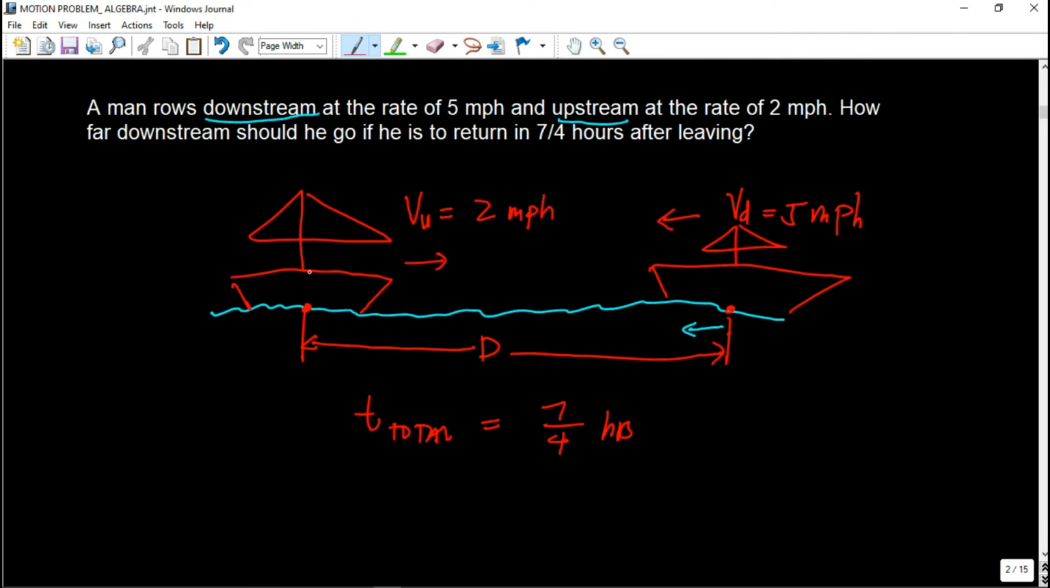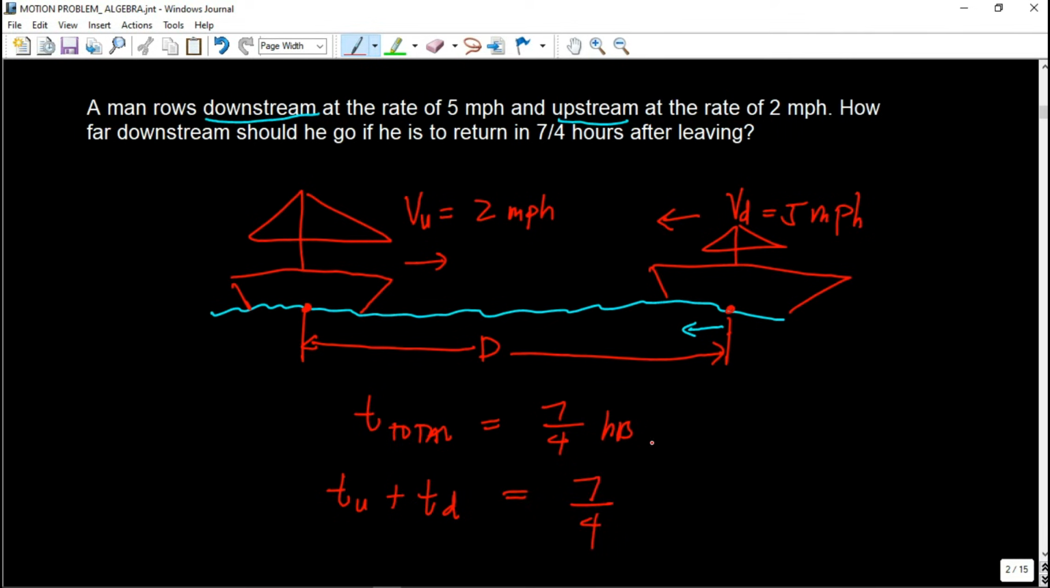So the total time is composed of two times. The time it requires for the boat to reach the final position, which is upstream, then the time it takes to return to its original position, which is downstream. So this is the time consumed upstream plus the time consumed downstream, because he returned. So we have here equal 7/4.